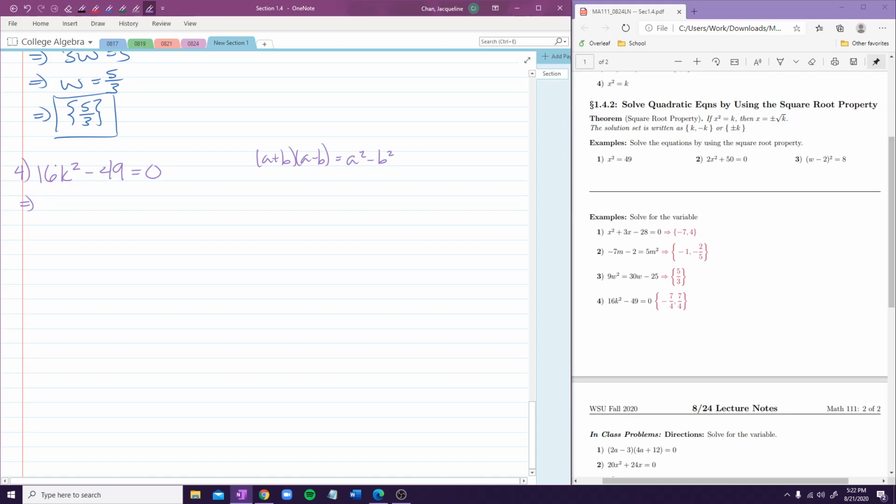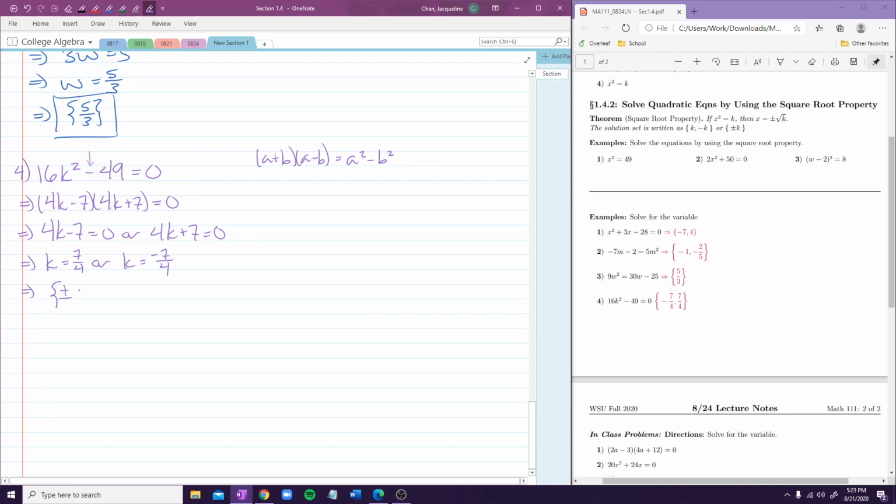So one way to check this, these two terms both have to be perfect squares. They are 4k times 4k is 16k squared, and 7 times 7 is 49. And we also need to make sure that there is a minus sign right there. So what does that mean? I can make this 4k minus 7 times 4k plus 7 equal to 0. So 4k minus 7 equal to 0, or 4k plus 7 is equal to 0. When I solve this, I get k is equal to 7/4, or k is equal to negative 7/4.